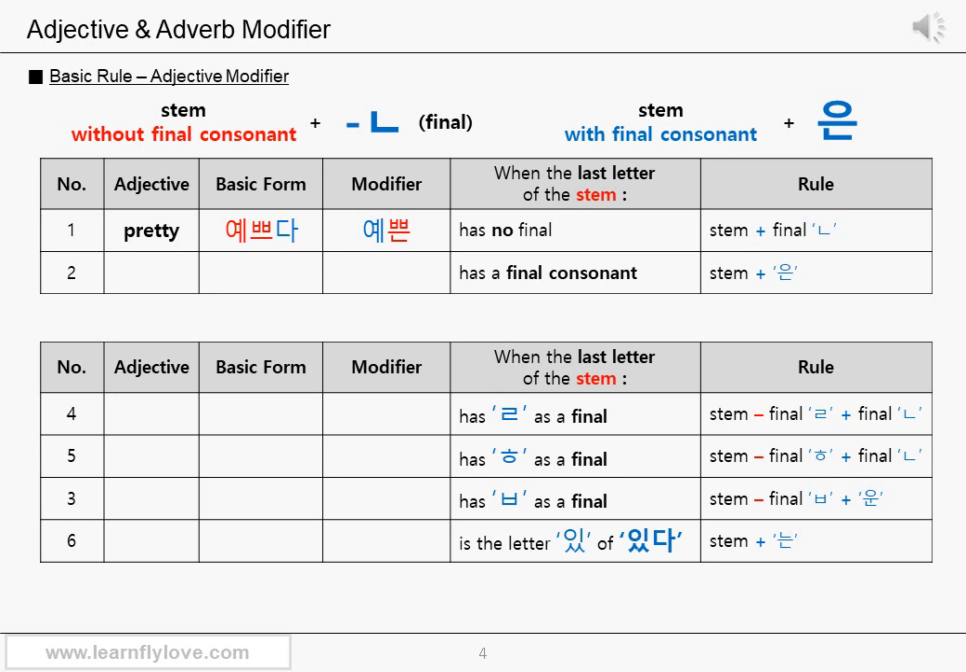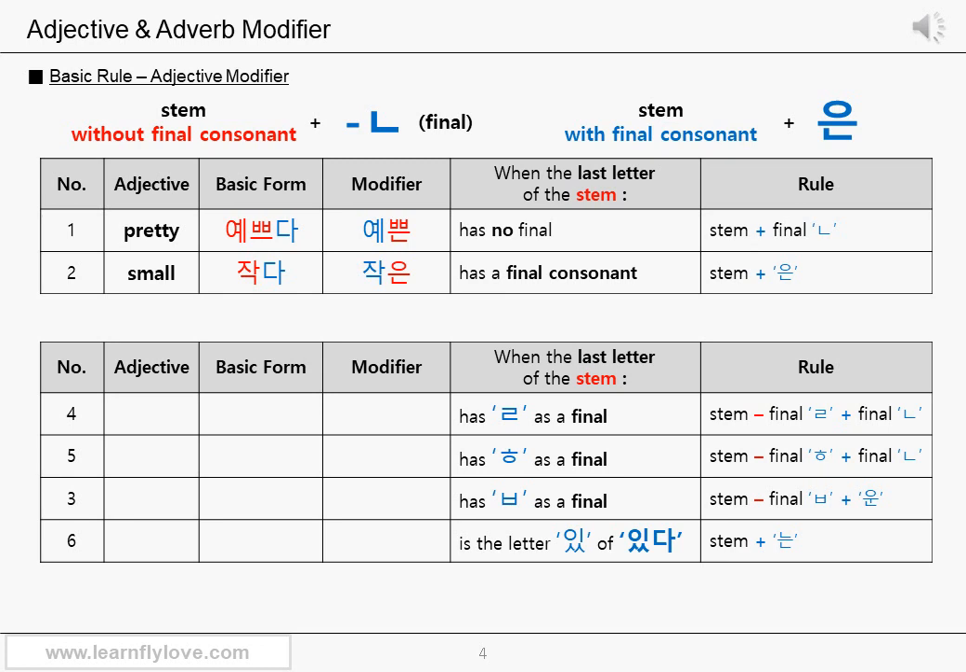We told you. The next adjective is small. In Korean, it's 작다. Find the stem and see if it has a final. The stem is 작. It has a final consonant, ㄱ. When the last letter of the stem has a final consonant, normally you add 은 sound to the stem to make it modifier. 작 plus 은, 작은. It's actually pronounced 자근 in spoken Korean, and you know why.